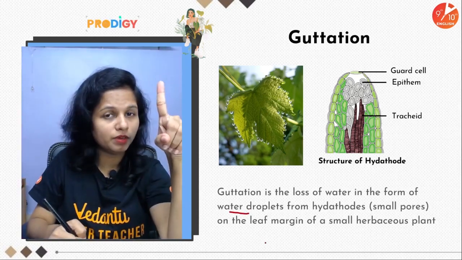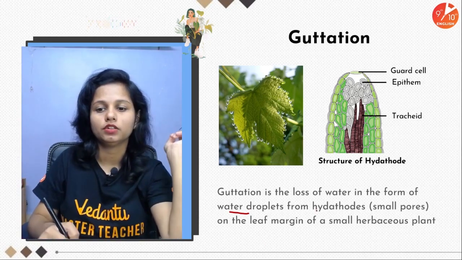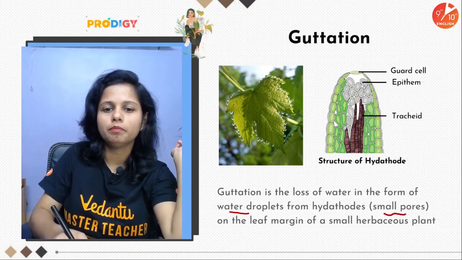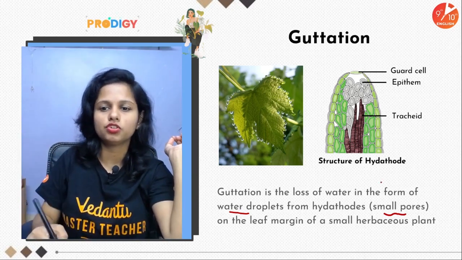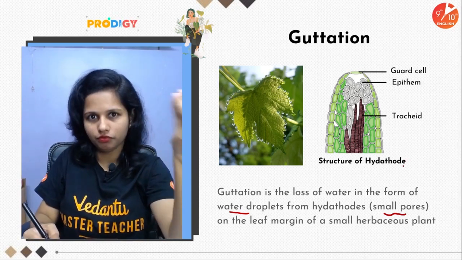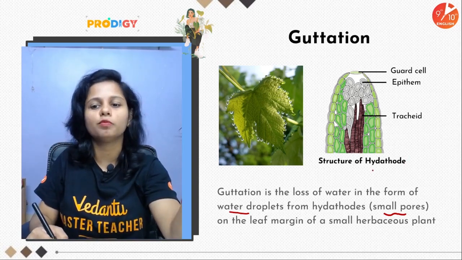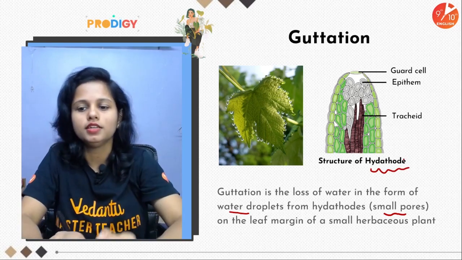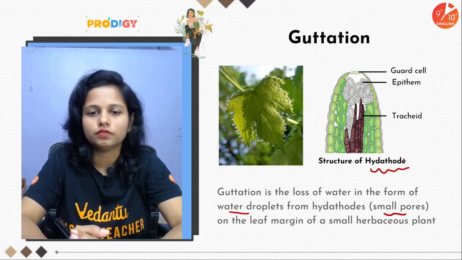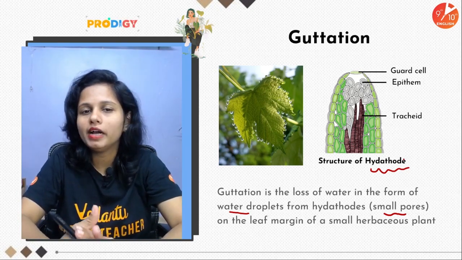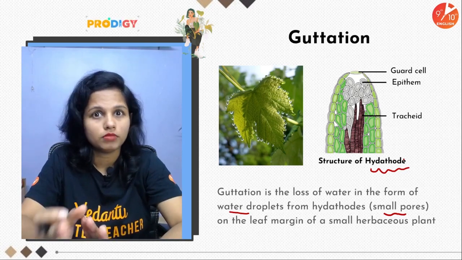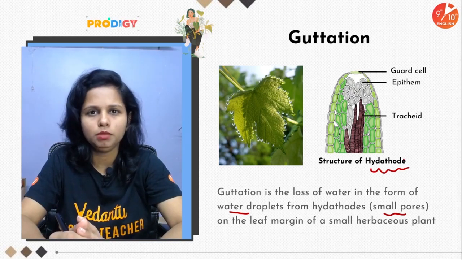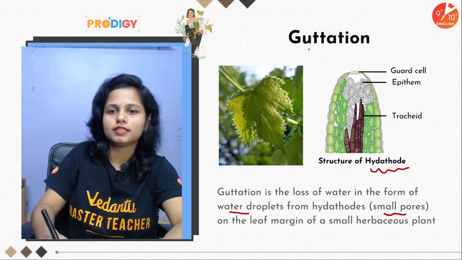See, not in the form of water vapor, but in the form of water droplets from small pores which are present at the edge of the leaves, rather at the edge of the veins of the leaves. Tiny droplets trickle down through these openings, and these minute openings are called hydathodes. So it is the loss of water in the form of water droplets through minute openings present at the leaf margin, which are called hydathodes, especially at night time or maybe during early morning hours. And this is what we call guttation.